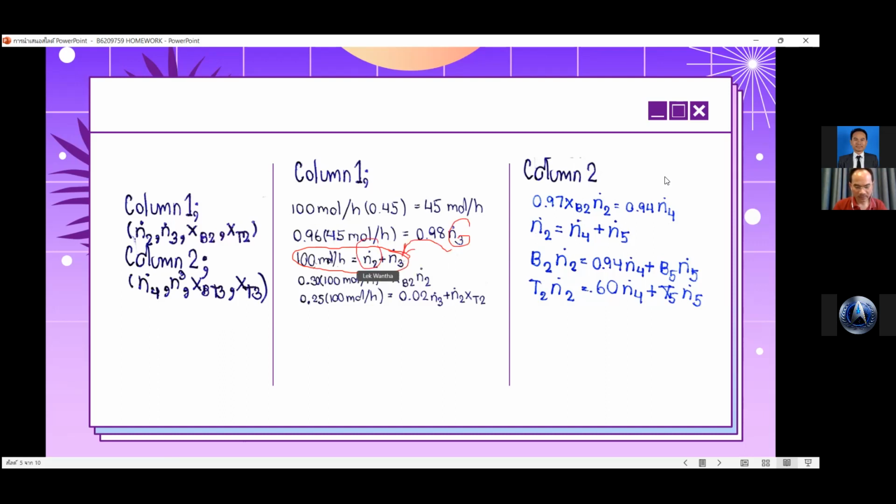Yes. And what is this equation? The third equation? This is the mole balance of benzene and toluene. Okay. The upper is benzene, the lower is toluene. There is no benzene in the bottom product. Yes. No benzene in the overhead. Okay.